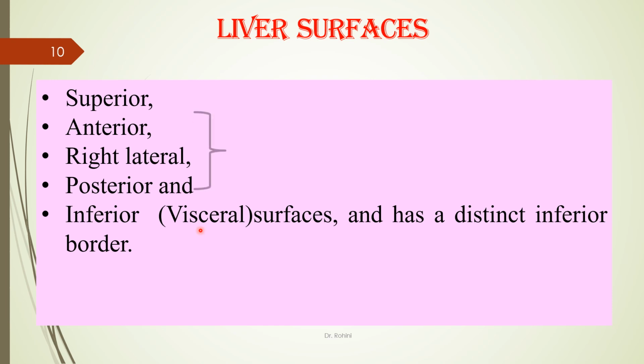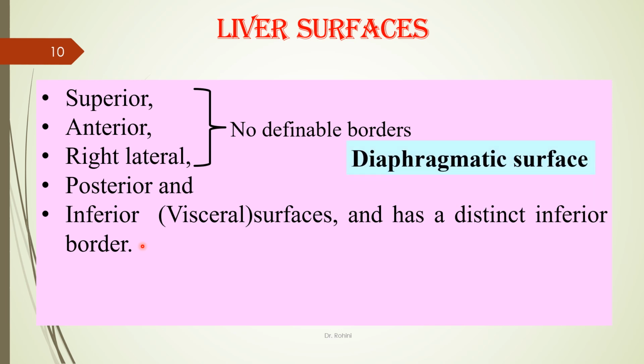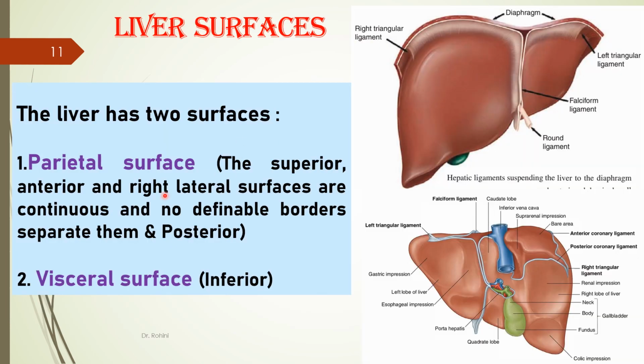But the superior, anterior, and right lateral surfaces together are called the diaphragmatic surface, because there is no definable border between them. Together they form the diaphragmatic surface because of their relation with the diaphragm, especially the right dome of the diaphragm. As for borders, we don't have so many; actually three borders are there, but one border is very distinct, called the inferior border. We'll discuss it. So as such we can make out the parietal surface and the visceral surface.